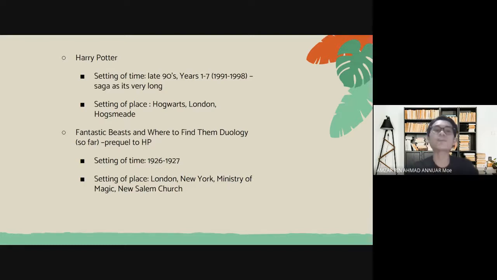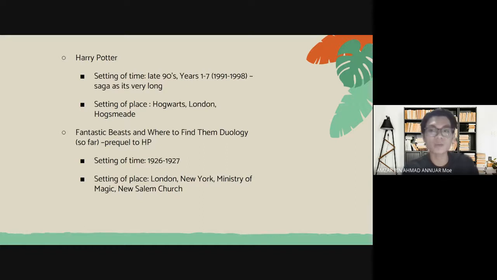Okay, the setting of place is the same, mostly in London, but it also moved to New York. Okay, sebab dia ada penyiasatan yang berlaku di New York, and Ministry of Magic and the New Salem Church. This is the church where the antagonist or the anti-hero, Credence Barebone, lives in. Pernah tengok tak cerita Fantastic Beasts ni?